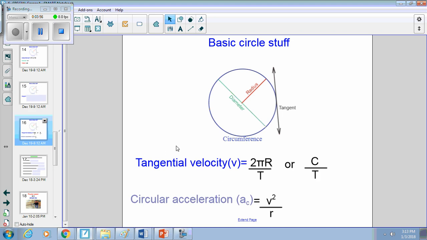Define that. What we're going to do is take our circumference and divide it by our period. Remember that the capital T is period. That is not just time. It is time per spin, or rotation, or revolution, or orbit. All fun things. Circular acceleration or centripetal acceleration is our velocity squared divided by r.